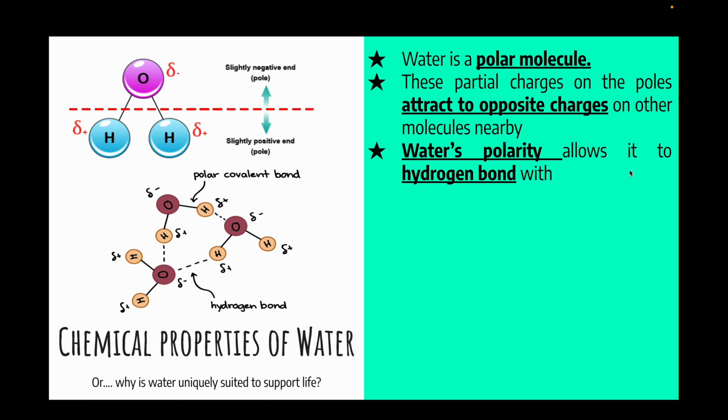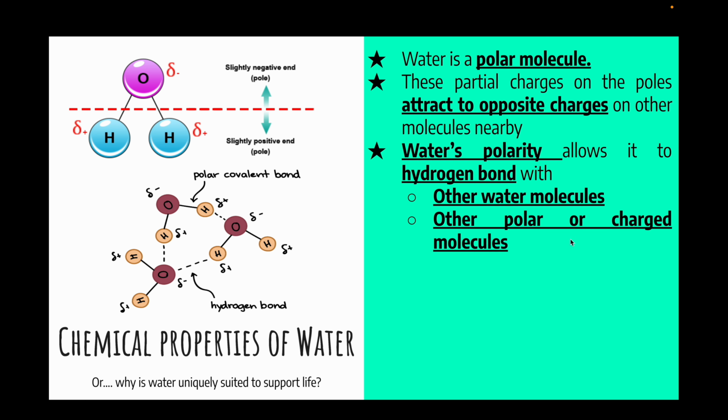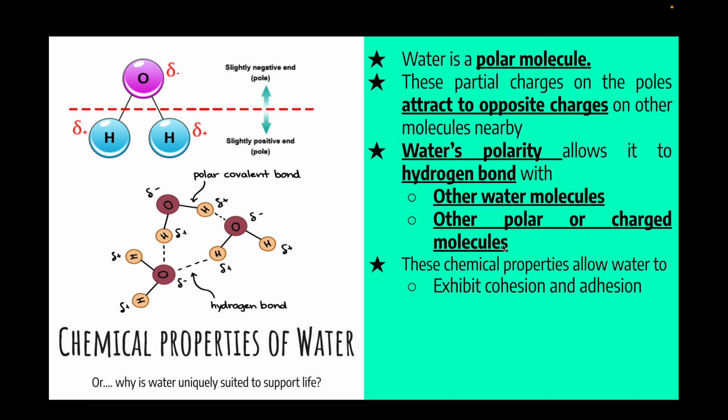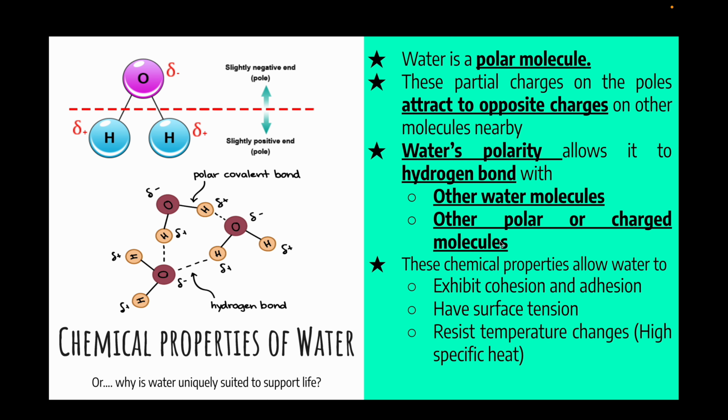And water's polarity allows it to hydrogen bond with either other water molecules or other polar or charged molecules. So here you can see water being attracted to and hydrogen bonding with other water molecules. And we're going to get into what these are called. These chemical properties allow water to exhibit cohesion and adhesion, have surface tension, resist temperature change, which is called high specific heat, and act as an excellent solvent, so it can dissolve chemicals.